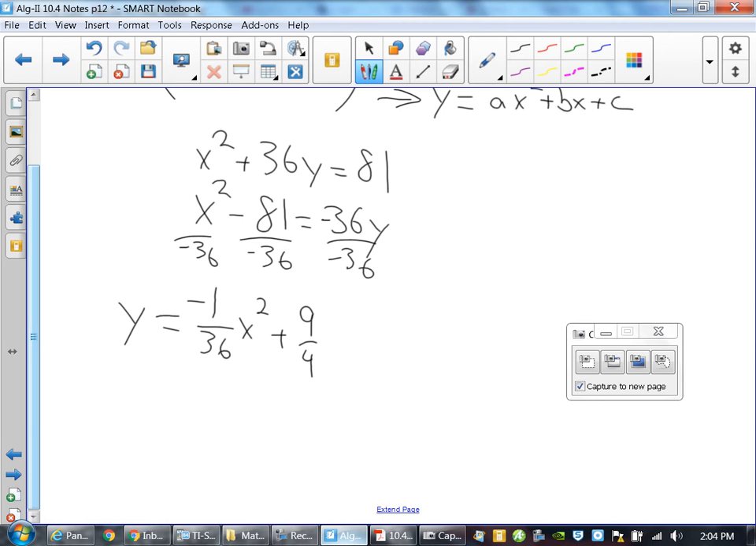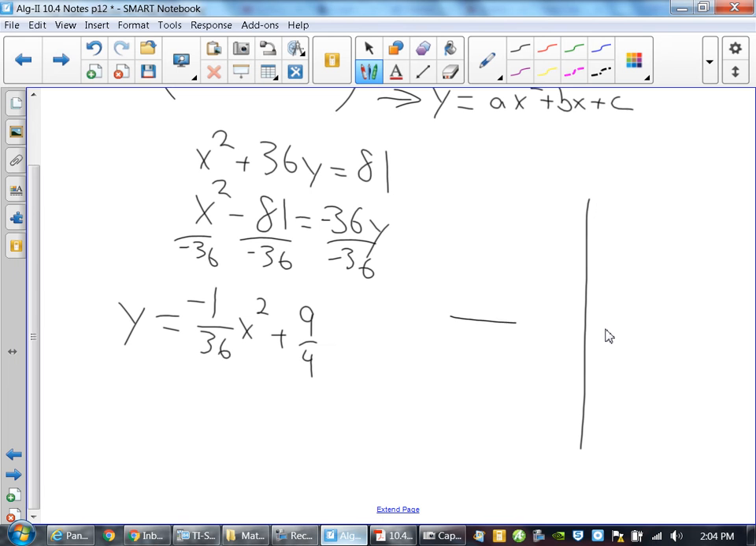Now it's in the generic form, or I should say standard form, of a parabola, ax squared plus bx plus c. And the easiest way to graph this one is to go via axis of symmetry. What's your value of b? 0. So my axis of symmetry is at 0. So if my axis of symmetry is at 0, what's my y-intercept? Put 0 in for x, what do you get? 9/4. 2 1/4.